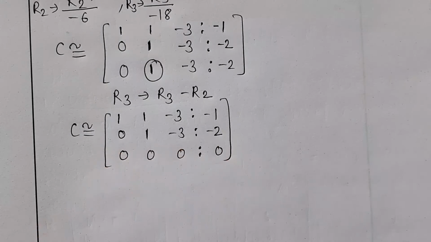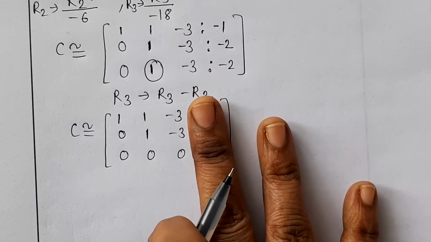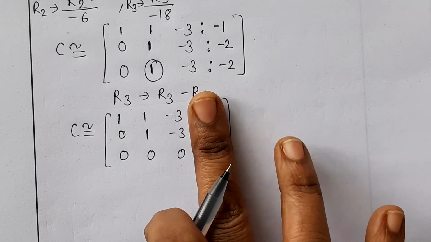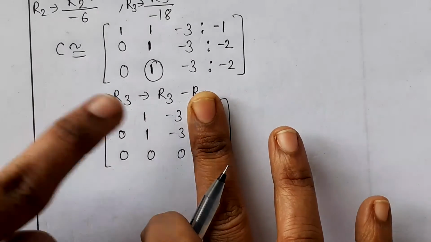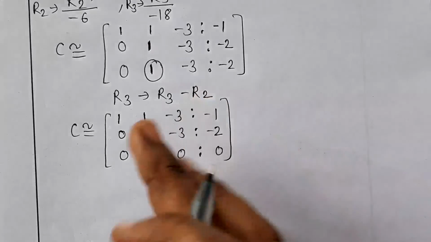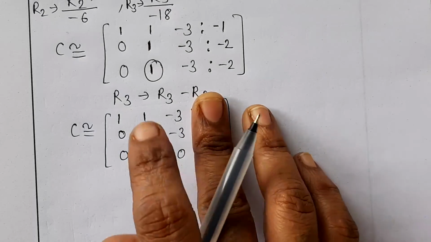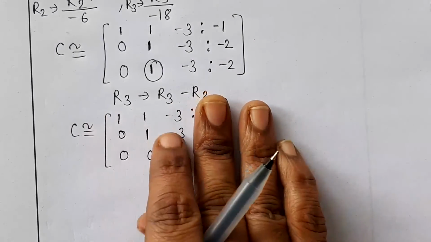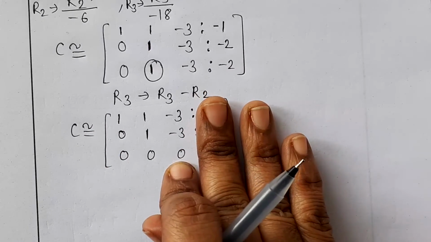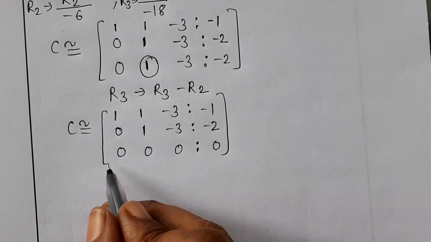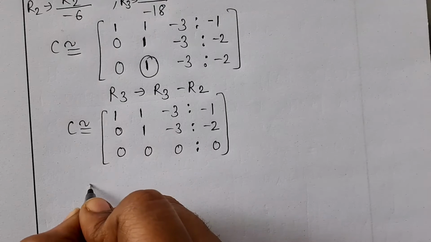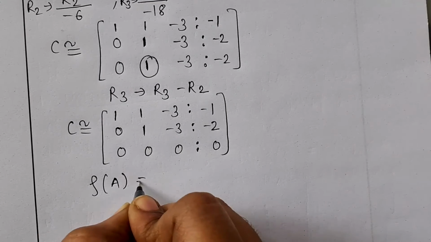Now we find out its rank. So what is our A matrix? A matrix is, except this last column, this matrix. Now what is the rank of this A matrix? How many non-zero rows? First row is non-zero, second row is non-zero, third row is a zero row. So how many non-zero rows are here? 2. So rank of A is equal to 2.